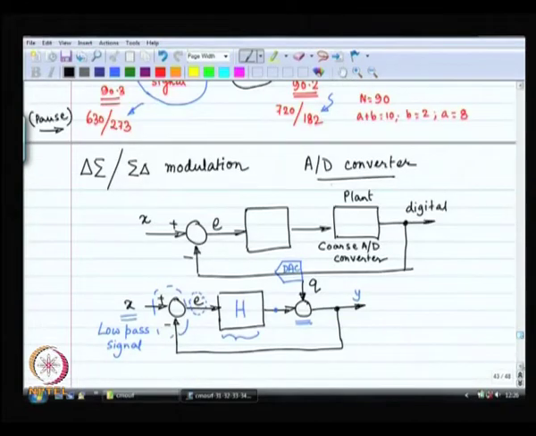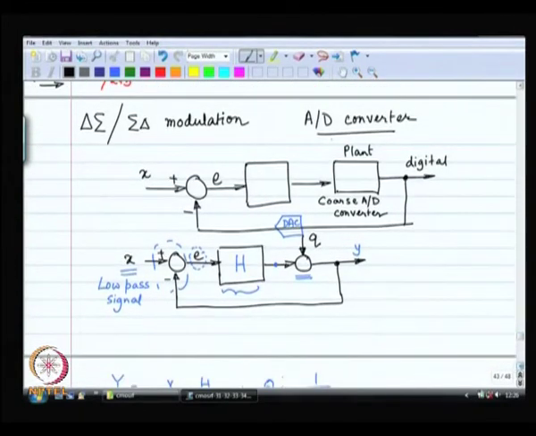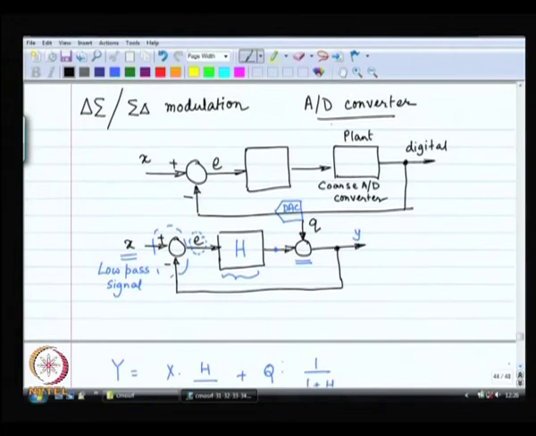We are going to take a look at something probably from a different course. You will find this in a course which discusses A to D conversion, analog to digital conversion. It is called a sigma delta or a delta sigma modulator. And it is not very difficult.